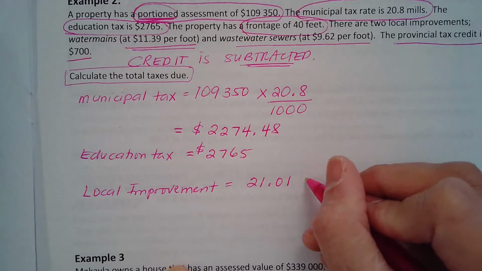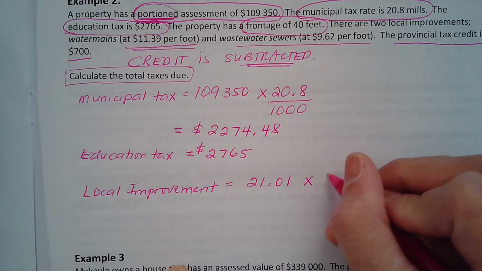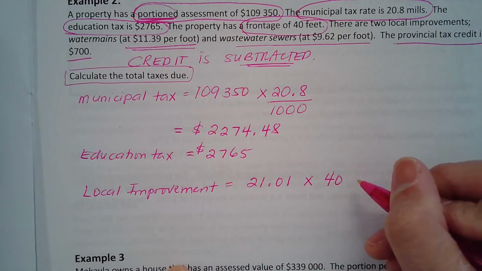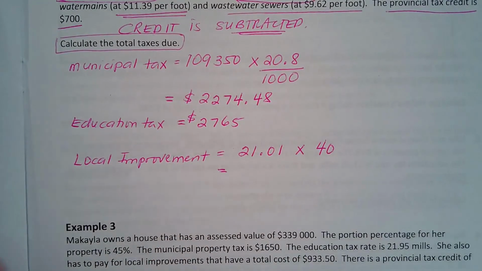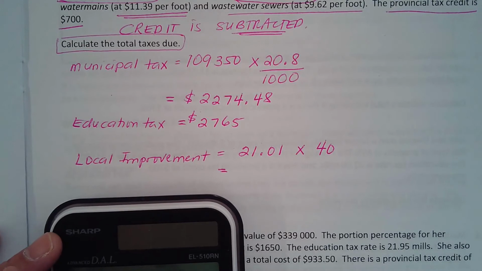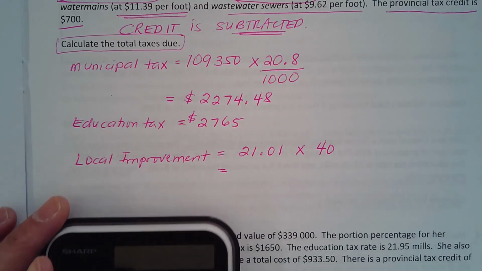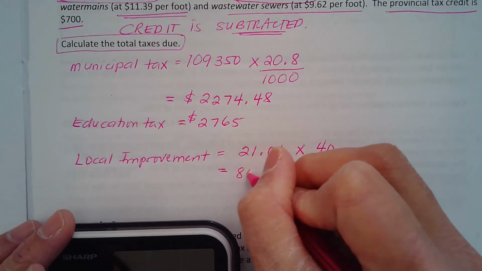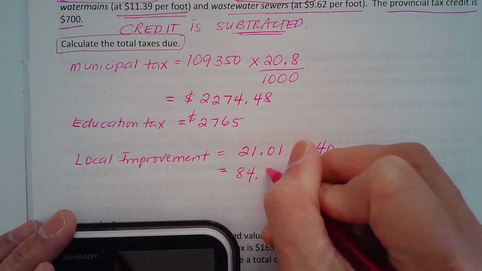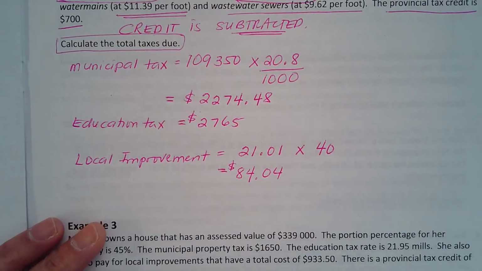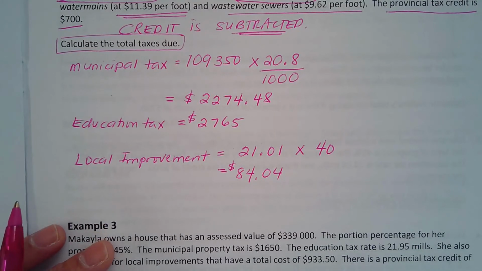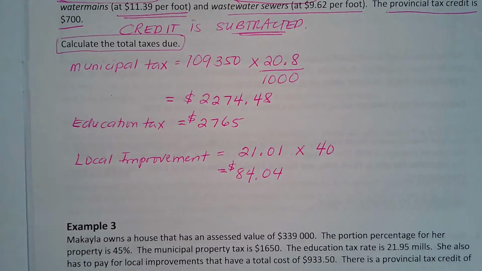So times 40 feet. How much is that? Let's do the math. Times 40 is 840.40. Okay, so what else do we have? Okay, so we've done everything.